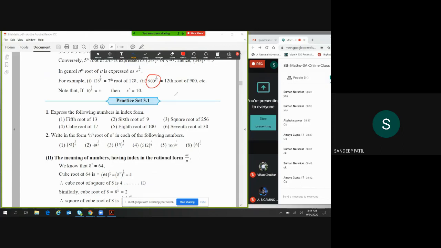Whenever you write in computer language, if there are indices, suppose I want to write 5 raised to 3, how will we write in the chat box? 5, then the toggle sign, then 3. Or if you are on mobile and it's difficult to find this key, then you can write 5.3, so that I can understand whether you are following what I am talking.